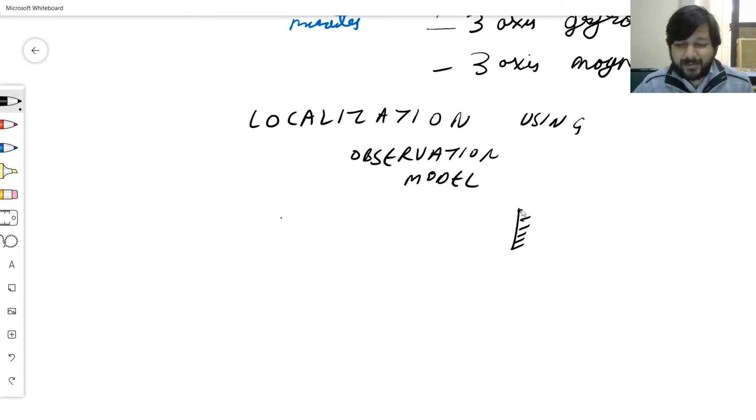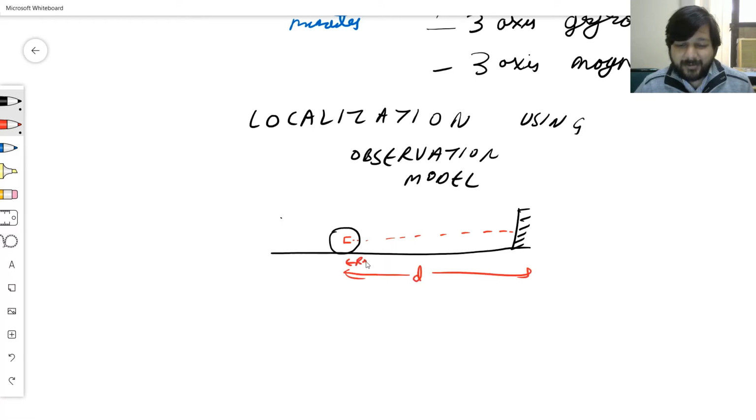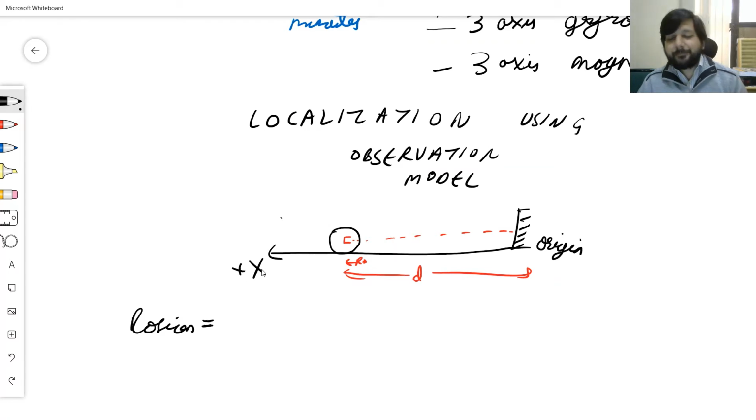So there's a wall like this. I'm traveling here. That's my robot, and there's a sensor, which is ultrasonic, right at the center, and it goes here, it comes back. So I know this distance, I know the distance of the robot. So my position, keeping this thing as the origin and keeping this thing as the positive x.